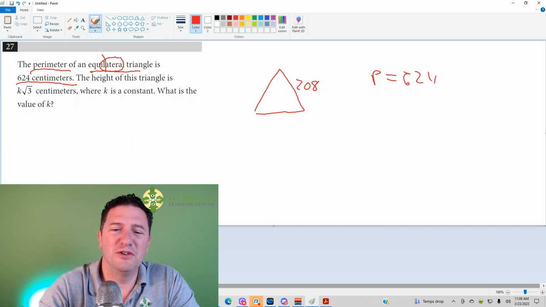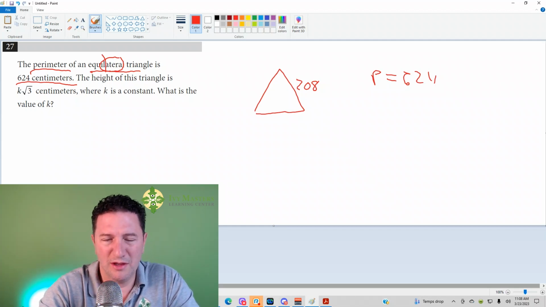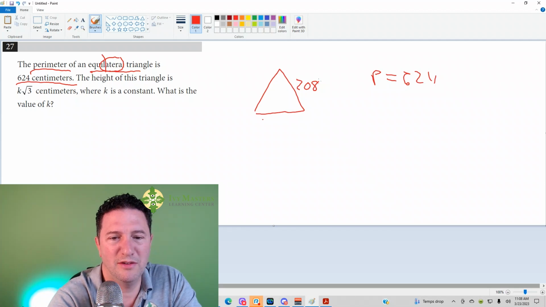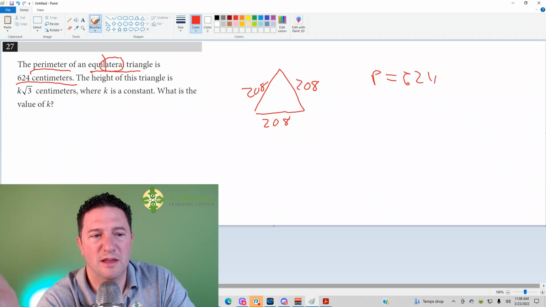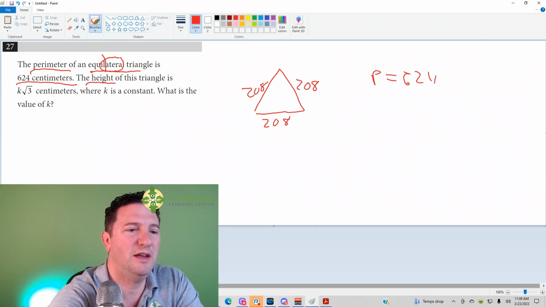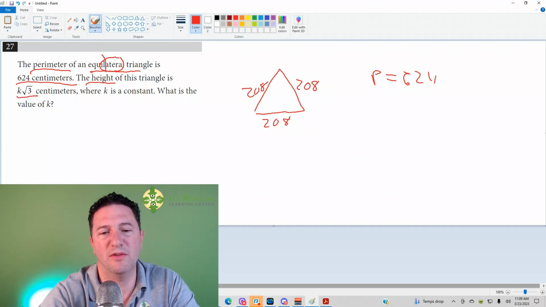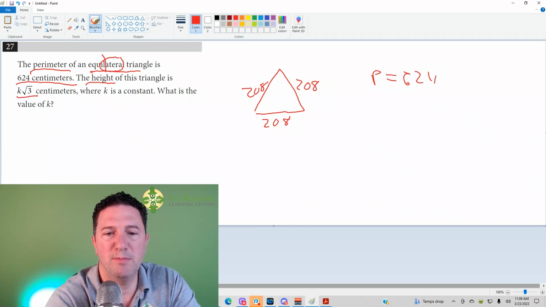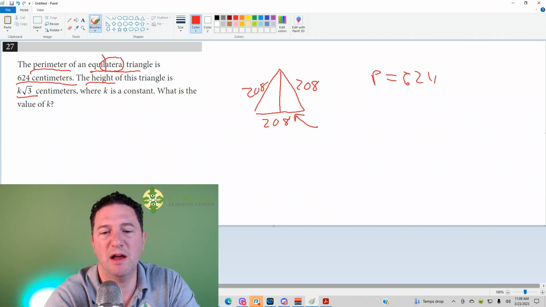Now, you could use your Desmos calculator in order to do this, but this is 208, 208. In order to find the height, if the height is k root 3, it's asking for the value of k, the height's going to be perpendicular to the base. It's defined that way. So if I draw a vertical line down from the top of the triangle to the bottom, I split that bottom in half. And this bottom is 104.